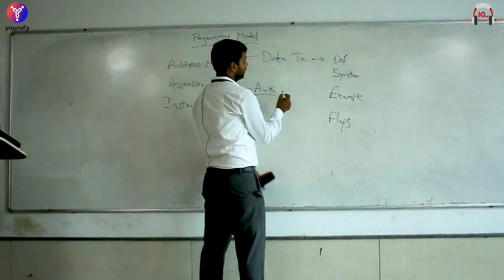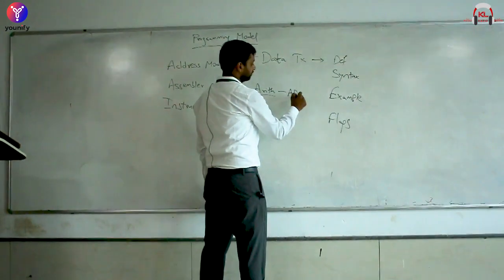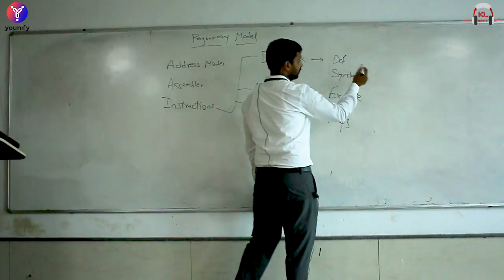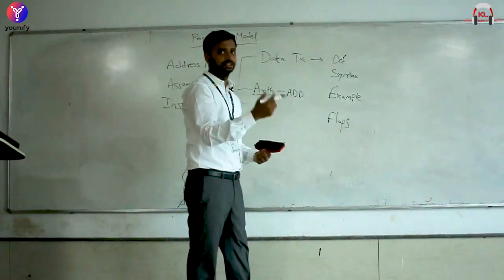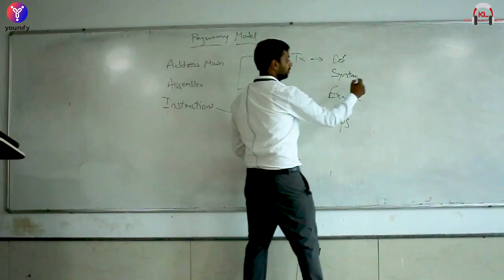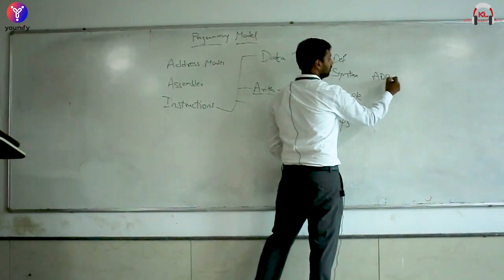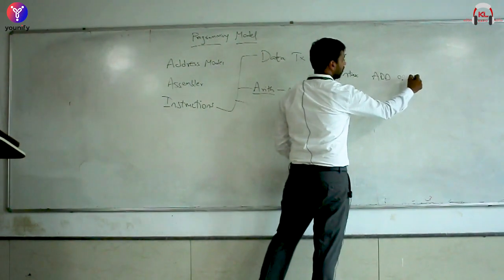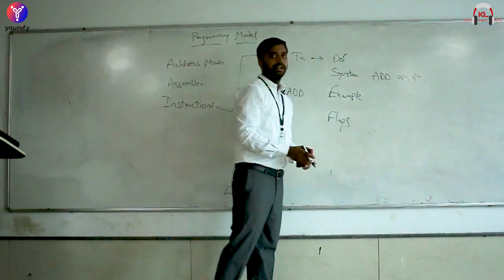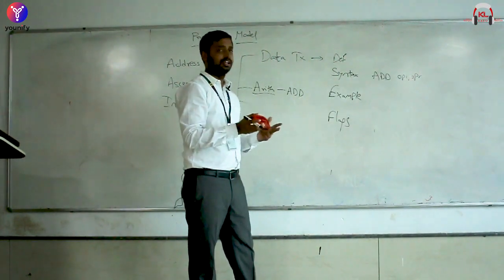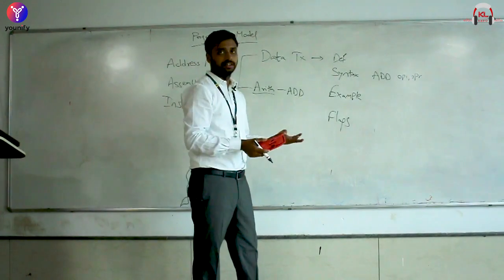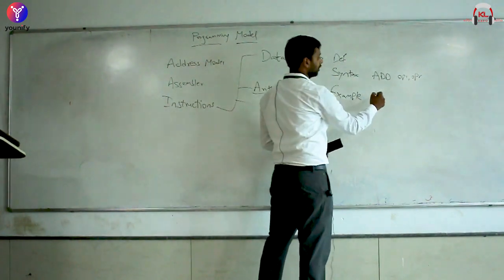Similarly, in the arithmetic instructions, we have an add. What is the definition of add? Add adds 2 registers and stores back in the destination. What will be the syntax? So add operand 1, operand 2. What can be operand 1? It can be a direct, it can be an indirect, or it can be a register. So happens to be operand 2.